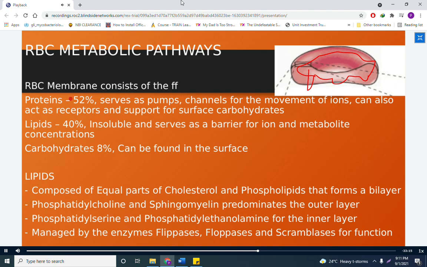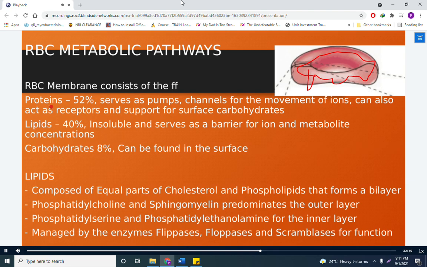It consists of proteins, 52% proteins. Then, it serves as pumps or channels for the movement of ions and can also act as receptors and support for surface carbohydrates class. So that's the purpose of your protein. So class, if you're going to be asked, what is the most abundant constituent of your RBC membrane? The answer is your protein.